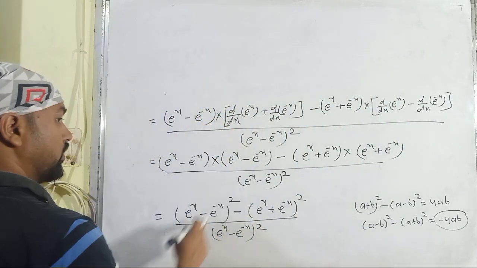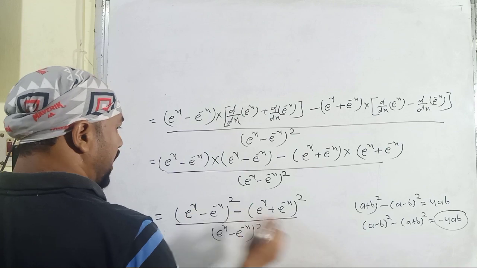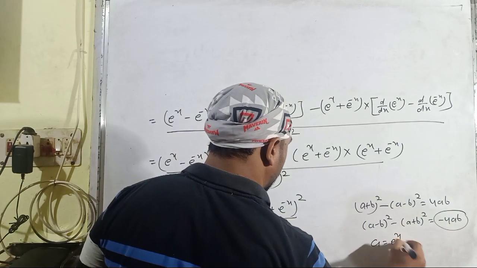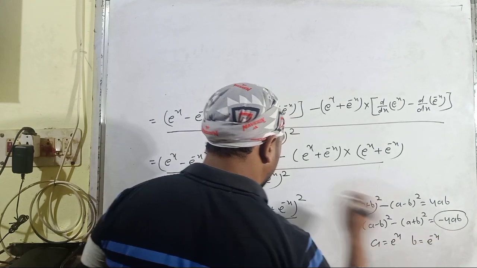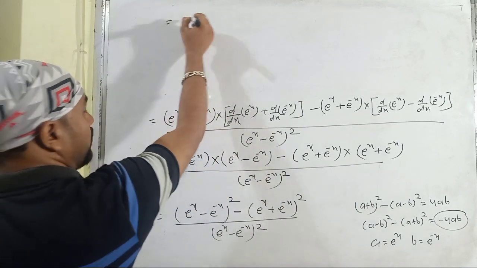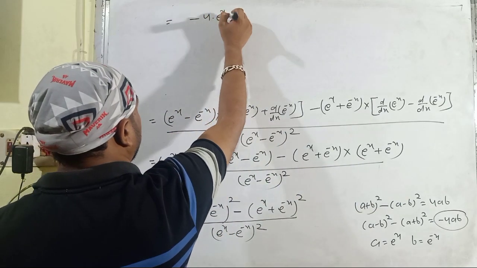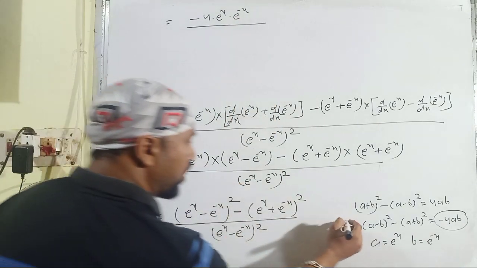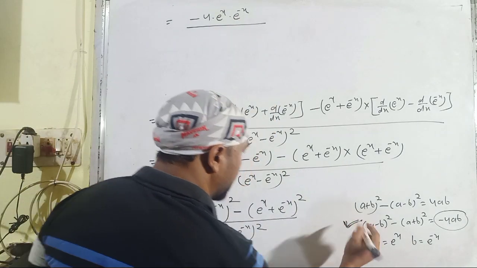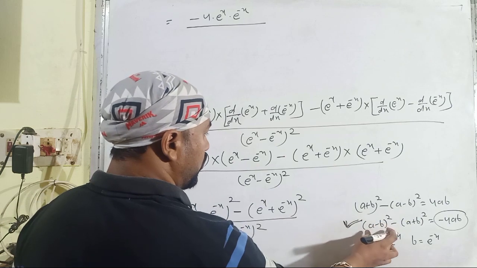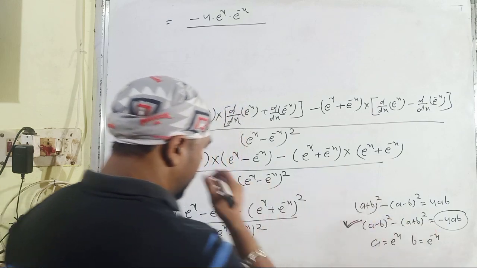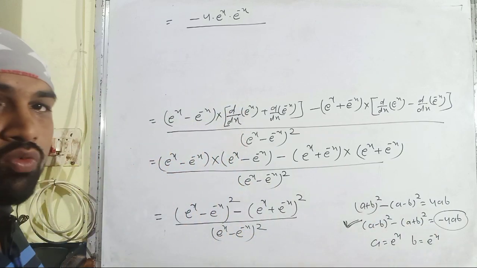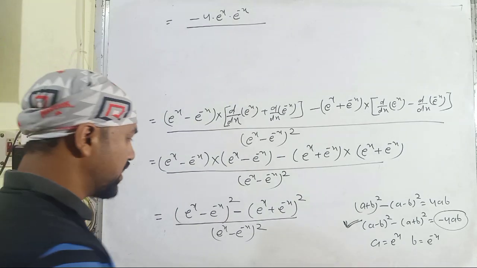So it will be minus 4ab, and here a is equal to e to the power x and b is equal to e to the power minus x. So it will be minus 4 e to the power x into e to the power minus x. The numerator is in the form of the difference of the whole square of a minus b and the whole square of a plus b, which is equal to minus 4ab. It is the algebraic identity.